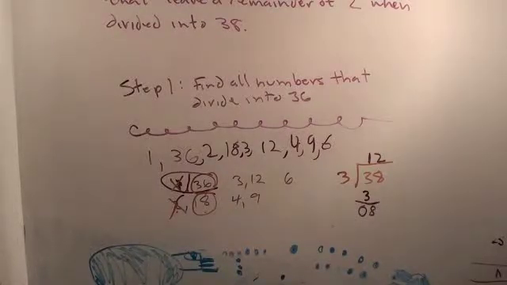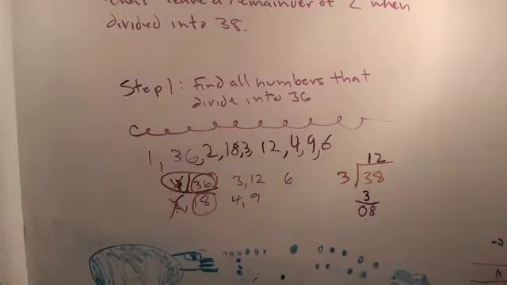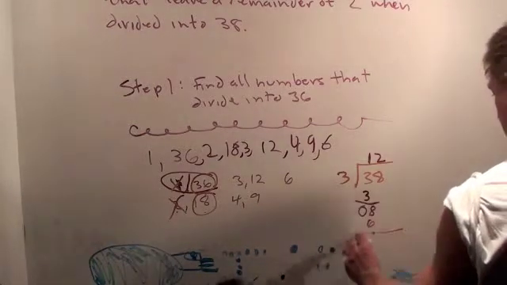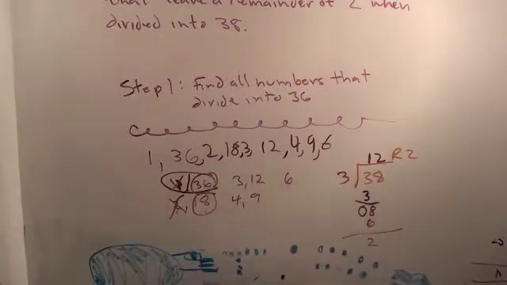So it says 12. Three goes into 8 2 times. What's 2 times 3? 6. Okay, so keep going. What do you mean keep going? 2 times 3 is 6. 8 minus 6 is 2. 12, remainder 2. That's what I mean by keep going. So it does. It does leave a remainder 2.